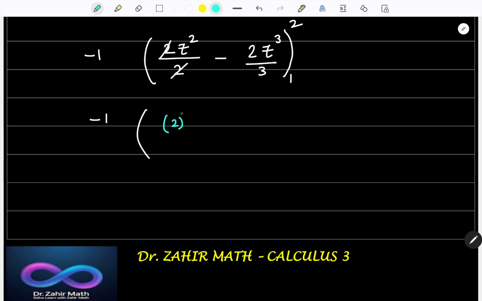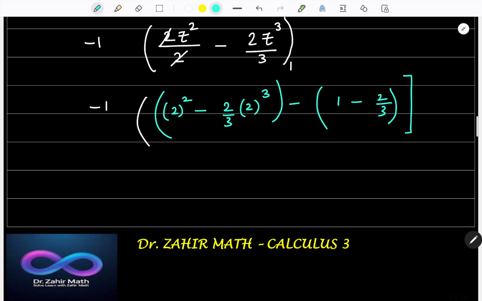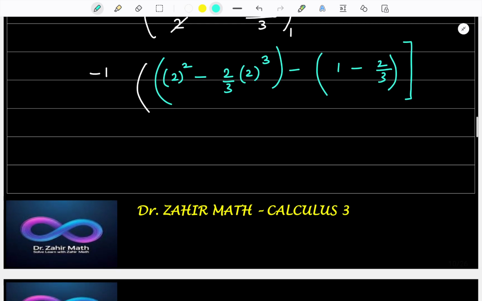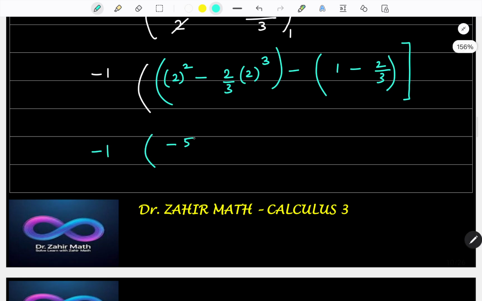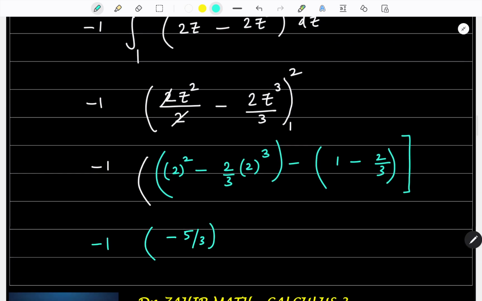Which is 2 square minus 2 by 3 times 2 cube. This is upper limit, minus lower limit: 1 square, which is 1, minus 2 by 3 times 1 cube, which is also 1. So upper minus lower. Let me simplify this answer. Just a minute. If I simplify all these things in the calculator, I'm getting minus 5 over 3. Minus of minus is going to become plus 5 over 3. So this is going to be your final answer.